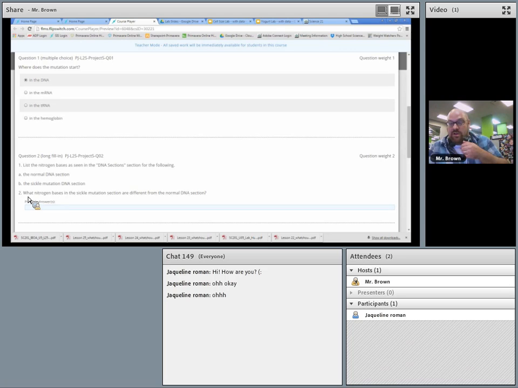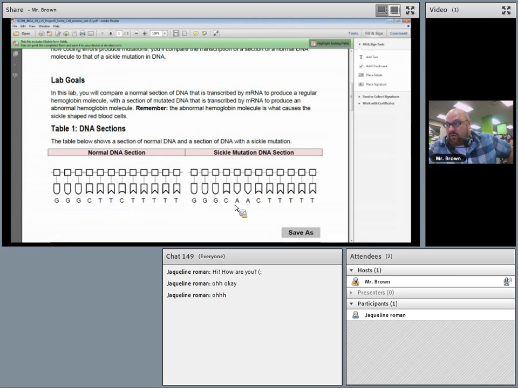Question 2: what nitrogen bases in the sickle cell mutation section are different? They are right here. They are base pairs. You can count them off: 1, 2, 3, 4, 5, and 6. And they are both adenine. They should be thymine. So base pairs 5 and 6 are both adenine. That's the only difference in the DNA, 2 base pairs.